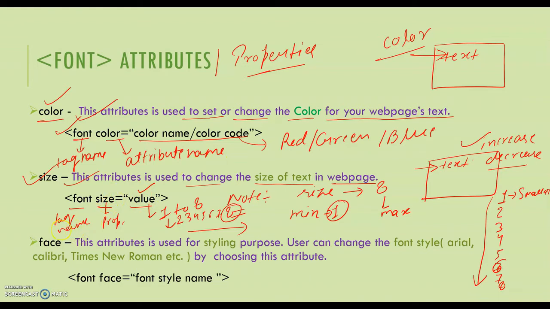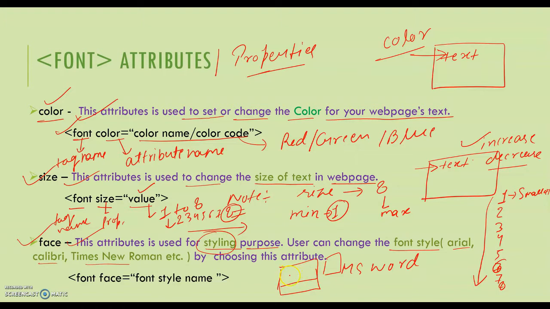Now I'm going to discuss the third attribute, that is the face attribute. This attribute is used for styling purposes. The user can change the font style like Arial, Calibri, Times New Roman, etc. It is related to the MS Word document. There is an option there from which you can choose or select whatever font style you want to insert.